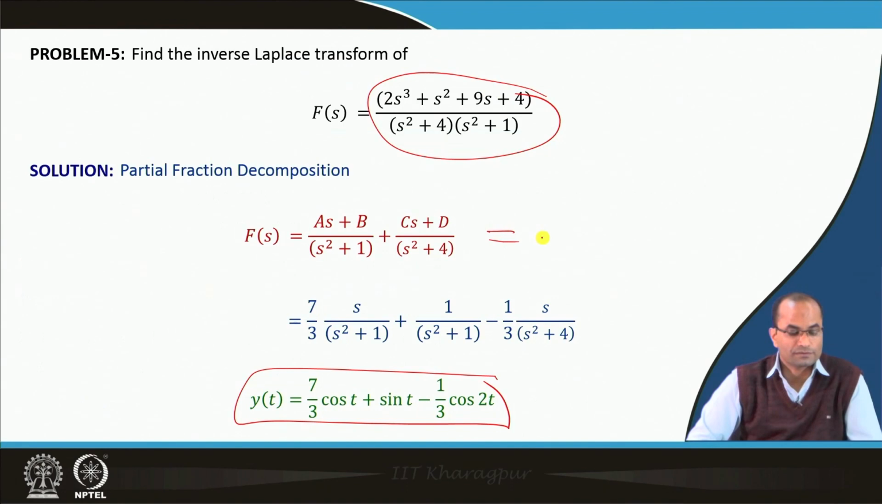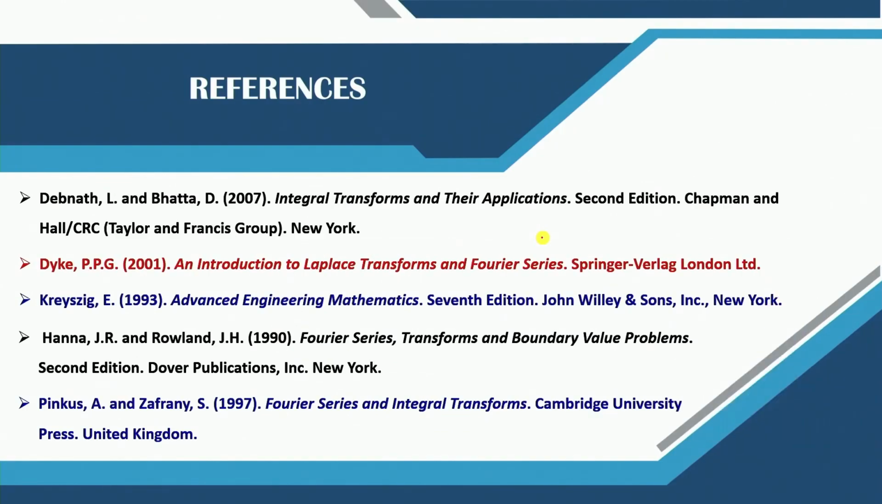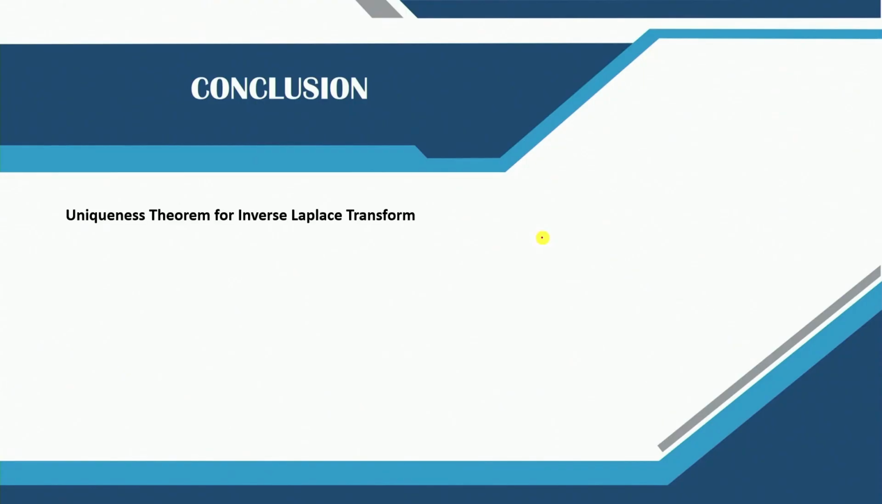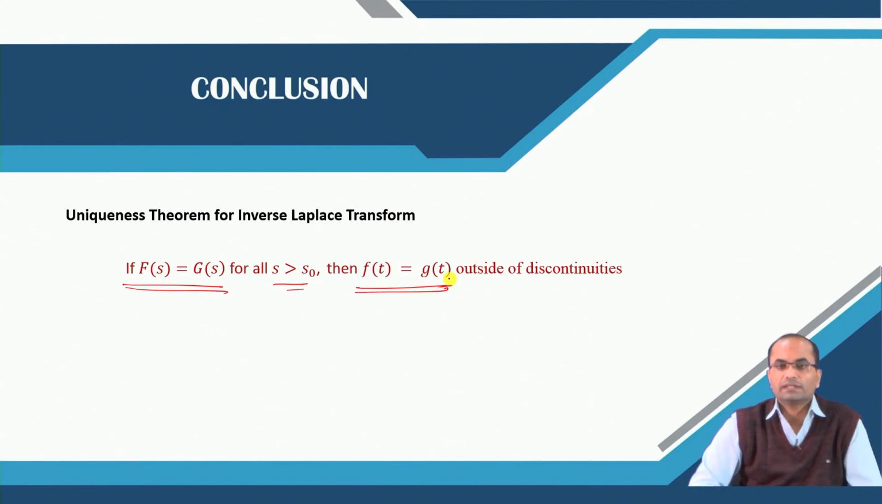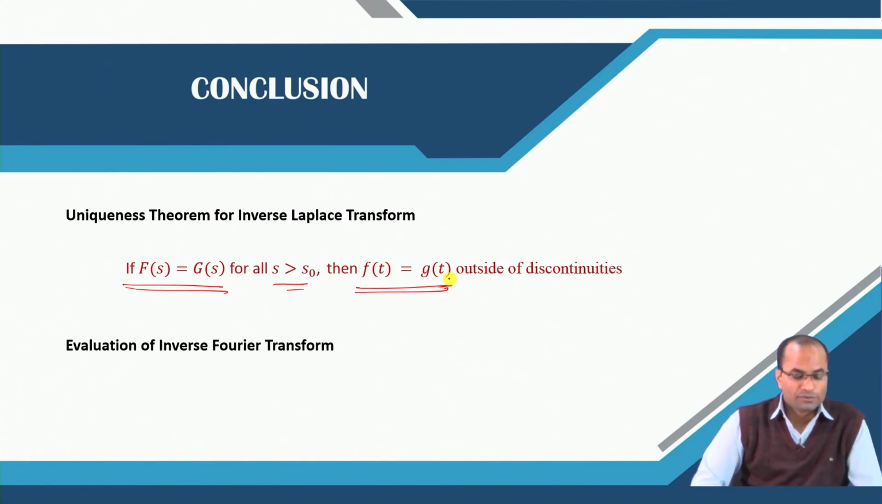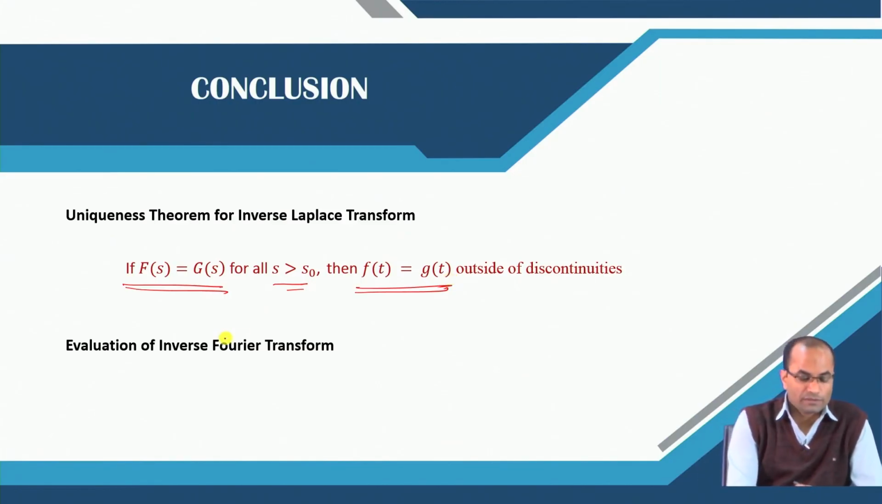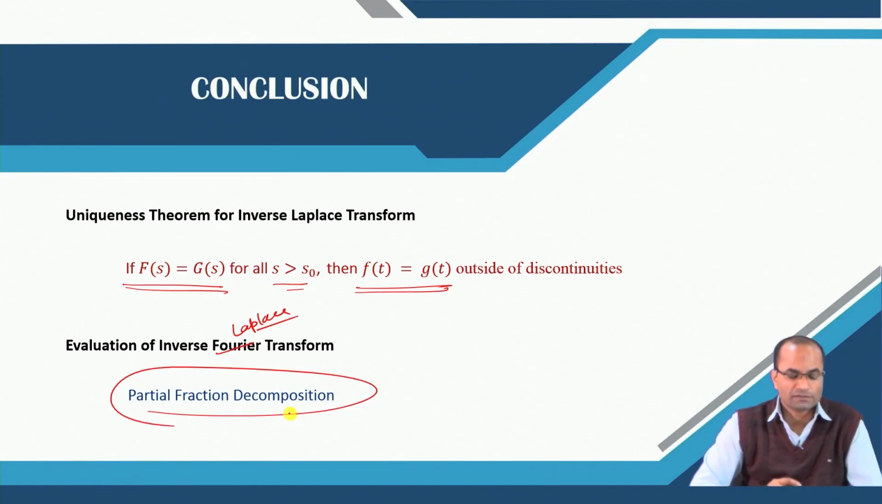So, using the idea of partial fractions, we can easily compute the inverse of some complicated expressions. These are the references we have used for preparing this lecture, and just to conclude, we have discussed the uniqueness theorem for the inverse Laplace transform, which says that if F(s) is equal to G(s) for all s greater than s₀, then f(t) is equal to g(t) outside the points of discontinuities. The evaluation of the inverse Laplace transform is done based on this idea of partial fractions. This is one of the techniques to get the inverse of the Laplace transform.